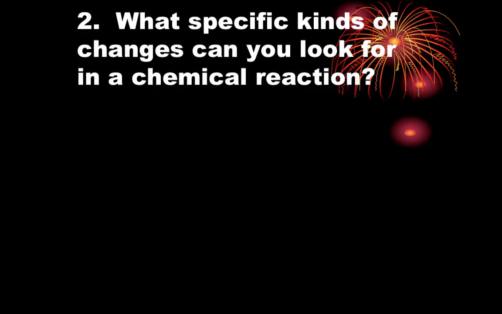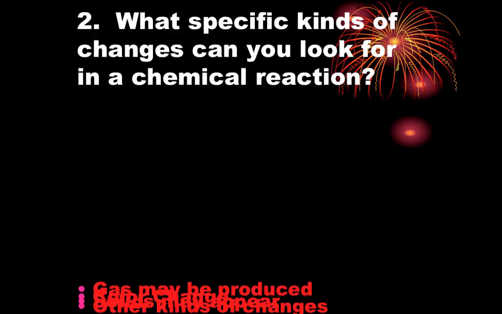So there are specific kinds of changes that you can look for during a chemical reaction, and these changes happen without your intervention. For instance, they get colder on their own. You don't have to put them in the refrigerator, or they have a color change on their own. You're not adding dye. It's just a change that happens on its own.